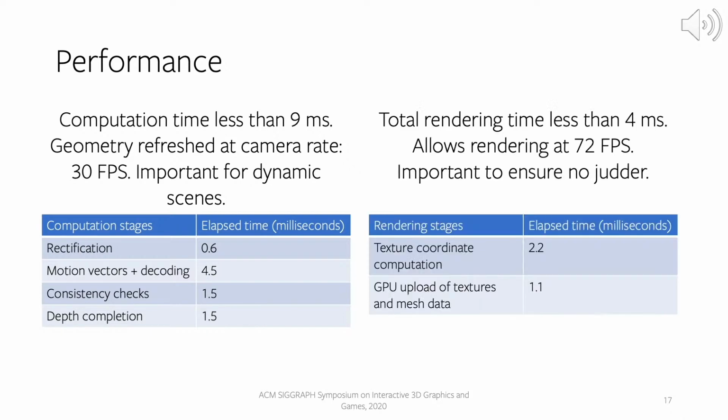Our total rendering time is less than 4 milliseconds. This allows us to render both left and right eye each at a high frame rate of 72 Hz. This is important to ensure a smooth visual experience without any frame drops.